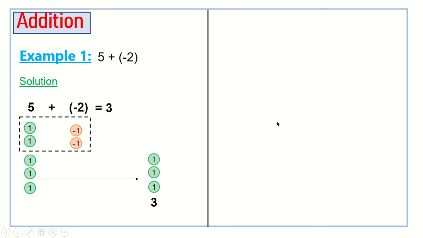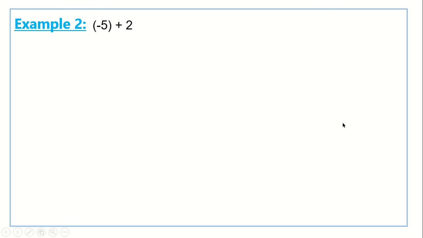Actually, this can also be seen in this way. If I have positive and negative, it will actually give me a negative. So this is the same as 5 minus 2, which is 3. We'll look at another example.